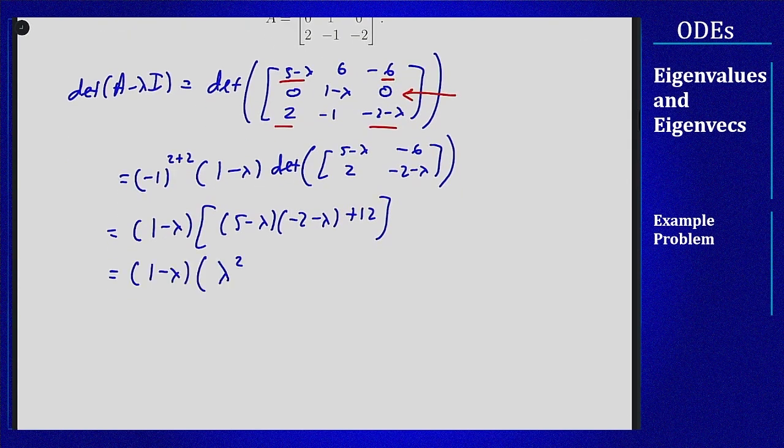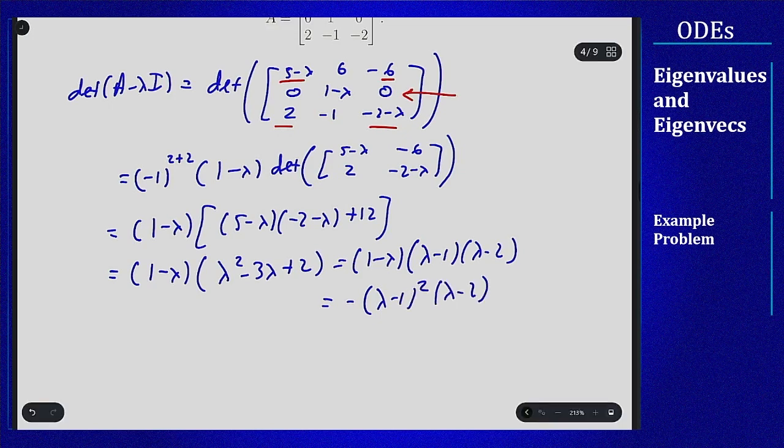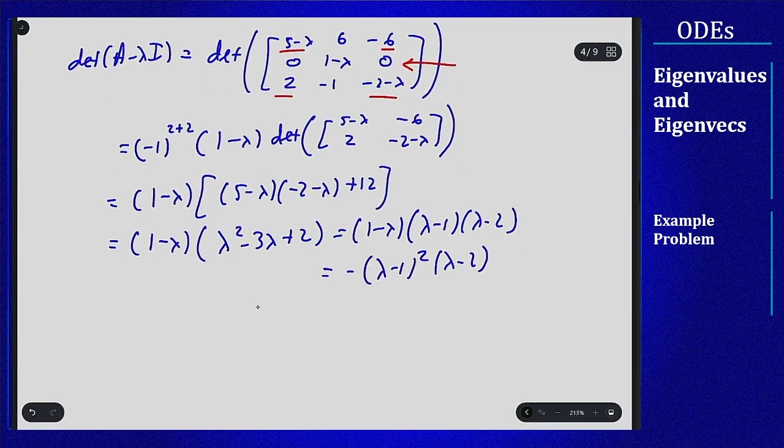We have plus 2 lambda minus 5, so minus 3 lambda. We have minus 10 plus 12, which is plus 2. This is (1 minus lambda) times (lambda minus 1)(lambda minus 2). So what I end up with here is a negative sign, (lambda minus 1) squared, (lambda minus 2). So my eigenvalues here are lambda equals 1, that's repeated, and then lambda equals 2.